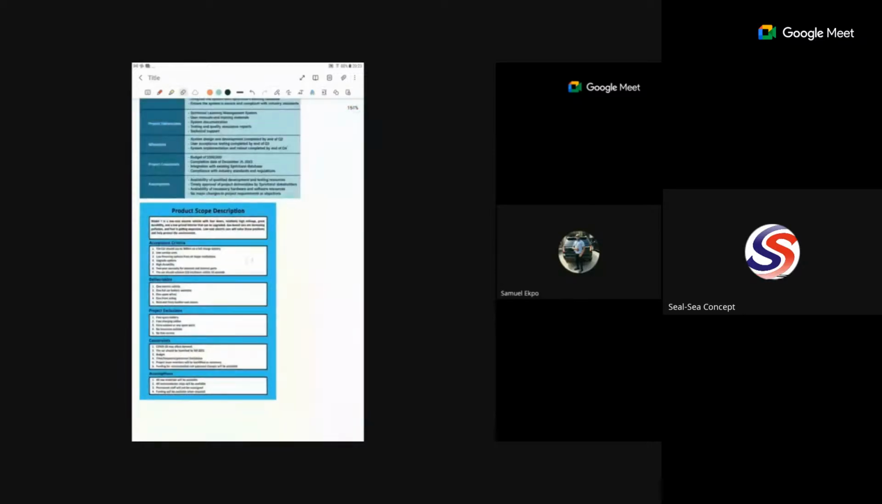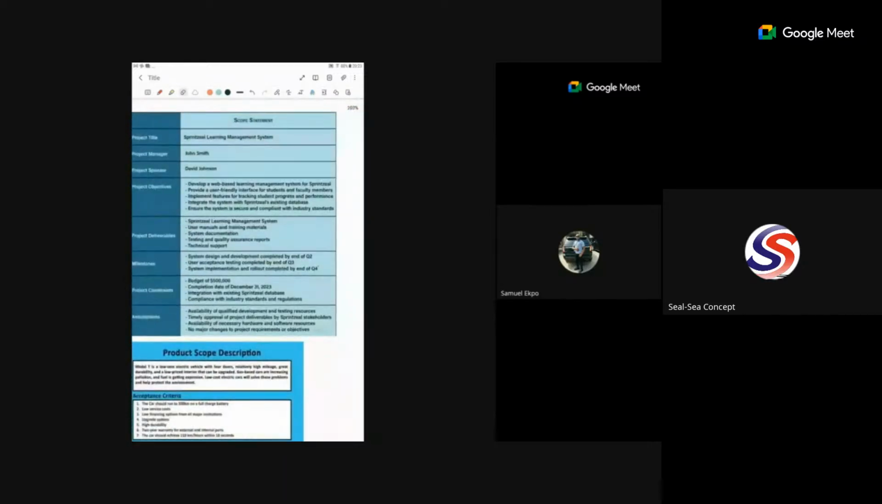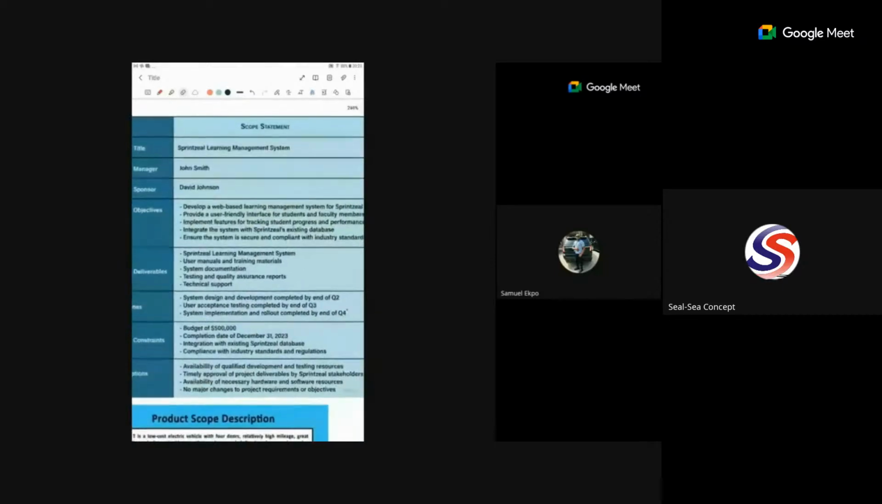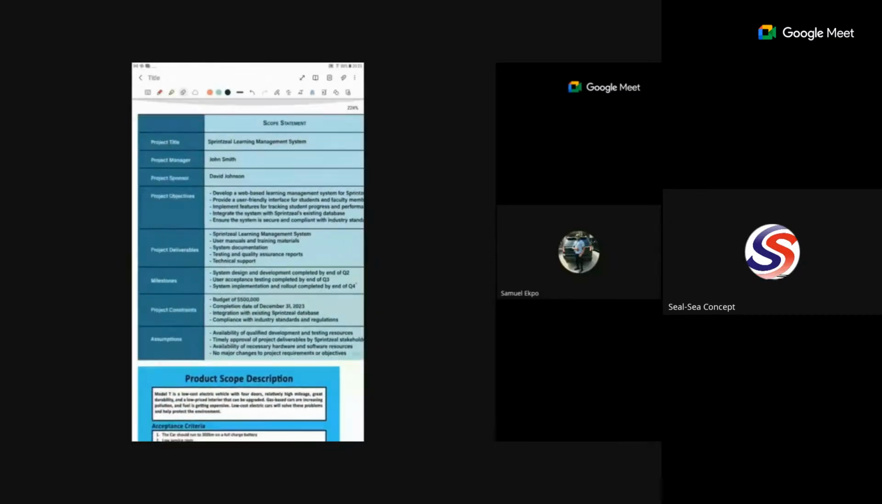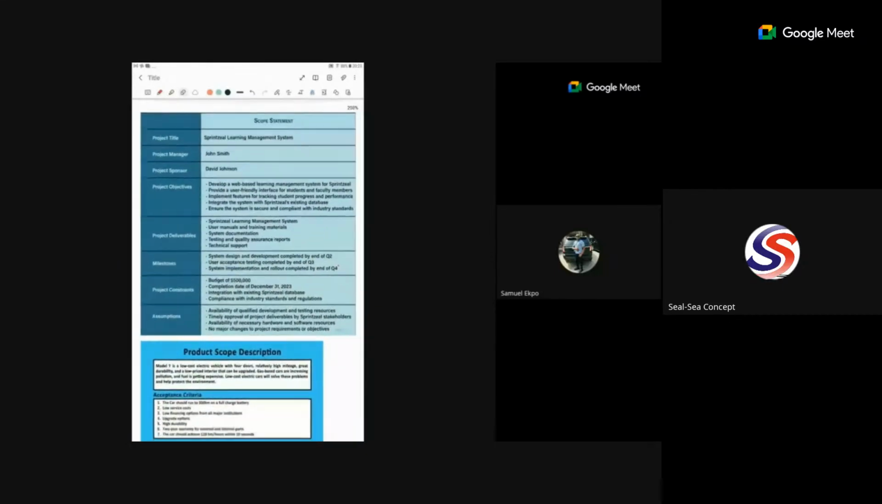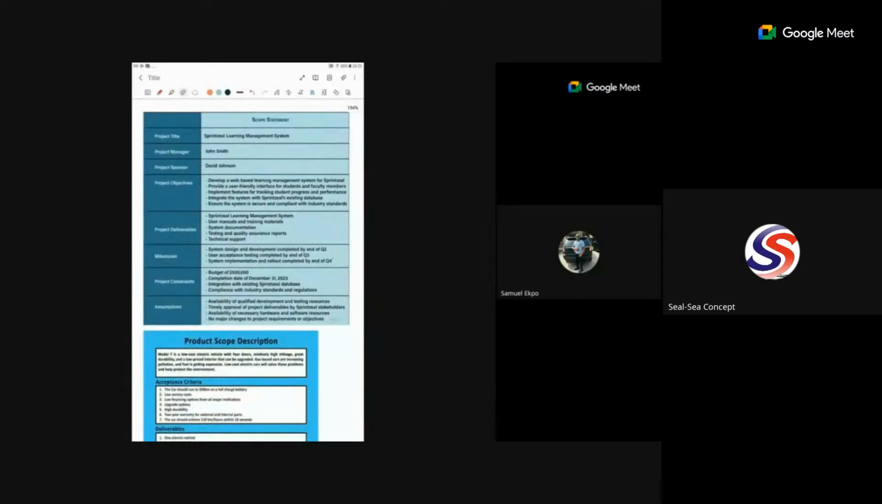There's another one. Let's look at another one. This is another scope statement. You can see this template is different from the one I just showed you. In this one that you are looking at, you can see that there is a title. Who is the project manager? You let us know. Who is the project sponsor? This is the person that is bringing the project.